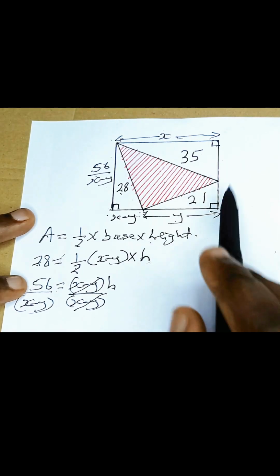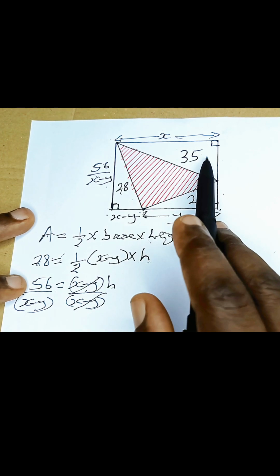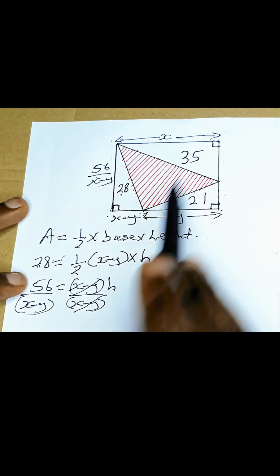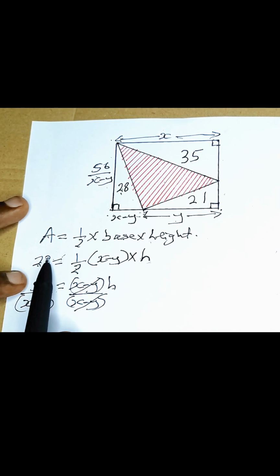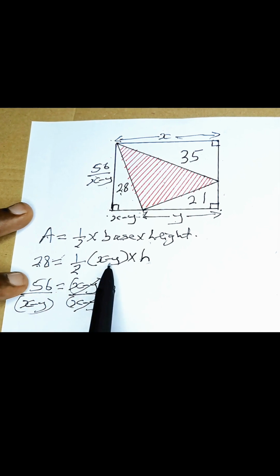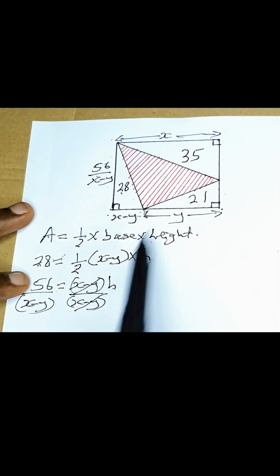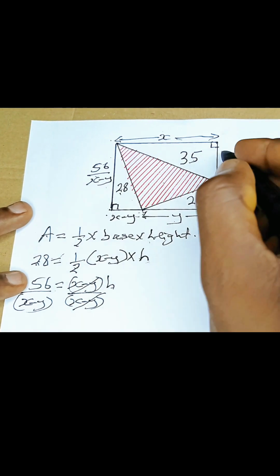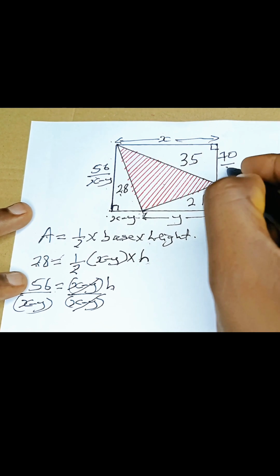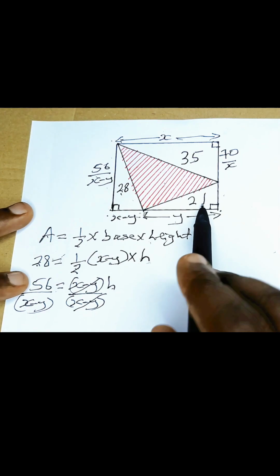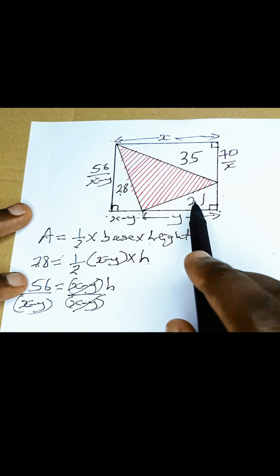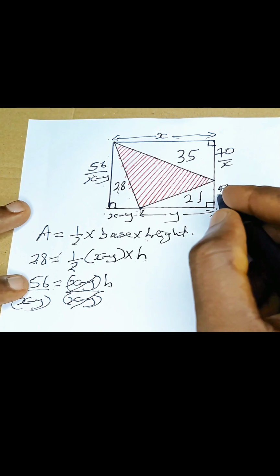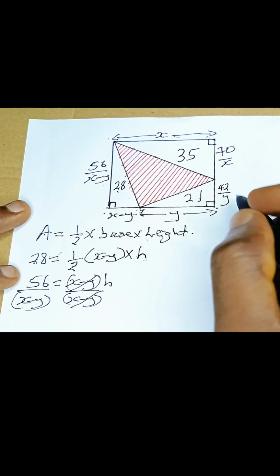What will be here and here? This is also a right triangle. Using the method we have used here, if we substitute into the area, we will multiply by 2 and divide by the base. Taking this as our base, this times 2 gives us 70, so it will be 70 divided by x. To get this also, it follows the same method. 21 times 2 is 42, divided by this, so this place is 42 divided by y.